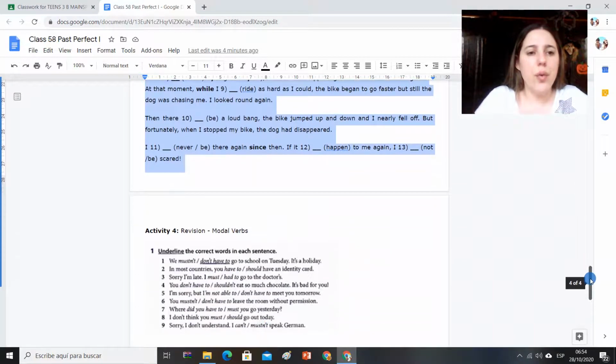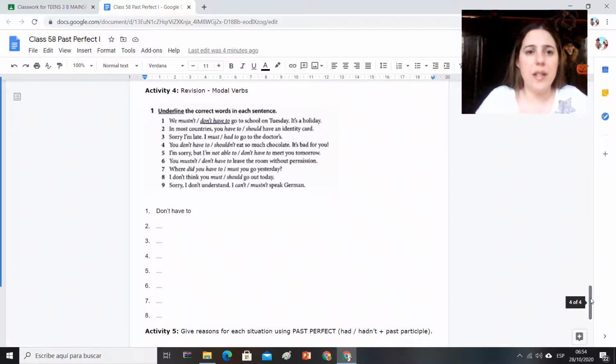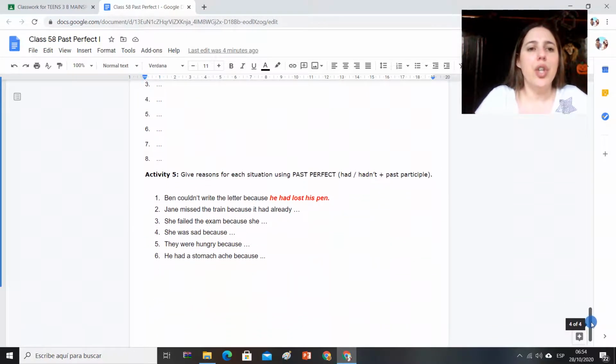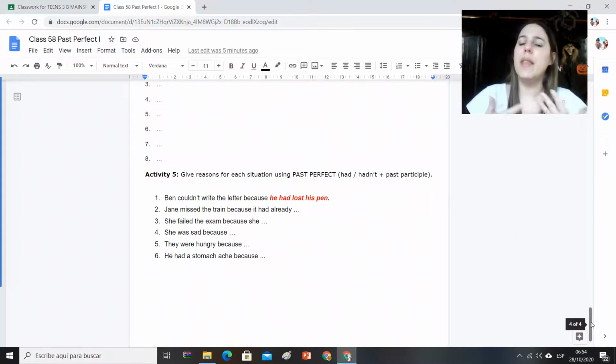In activity 4, you're going to choose the correct modal verb, read the sentence, and decide if it is an obligation, a piece of advice, prohibition. And then finally, in activity number 5, you're going to give reasons for each situation using past perfect. Muy similar al de arriba, pero esta vez en vez de poner la oración en past perfect, ustedes van a tener que inventar esa oración.